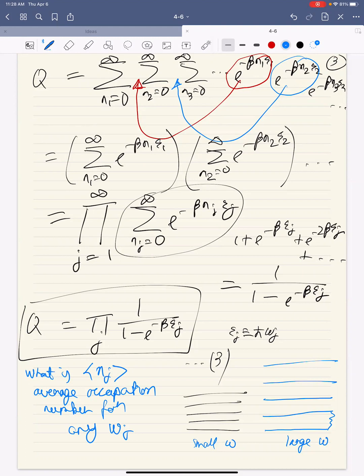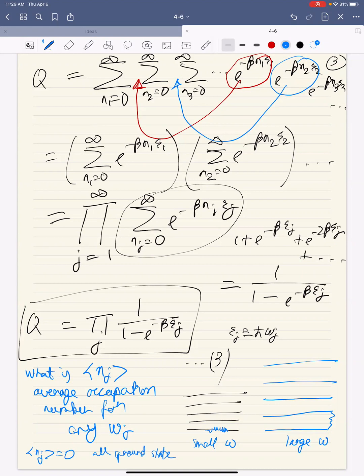Nj cannot be negative, right? And if the average of a certain quantity is 0, what does it mean about that quantity? It's identically 0, right? There is no other way. So if Nj was 0, everything would be packed up in the ground state. I'm giving intuition here that if Nj was 0, it would be all ground state.